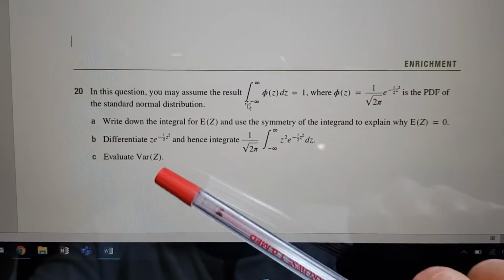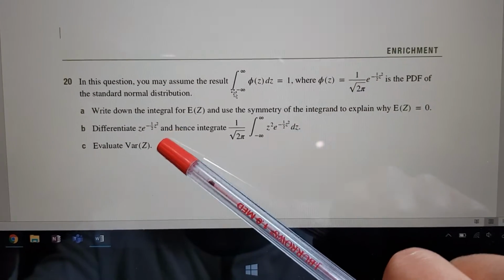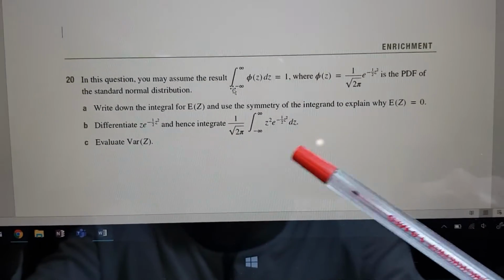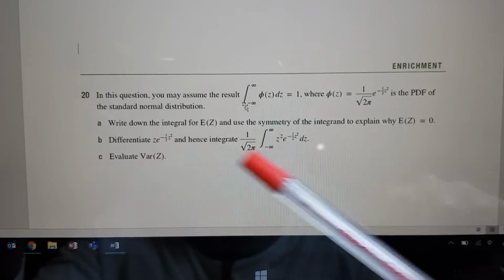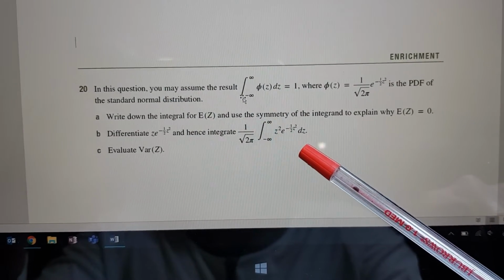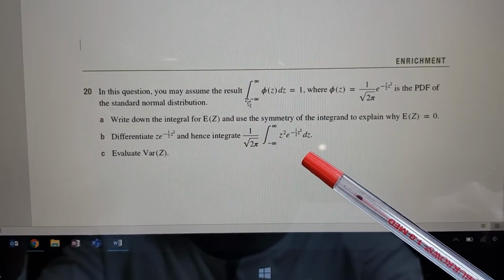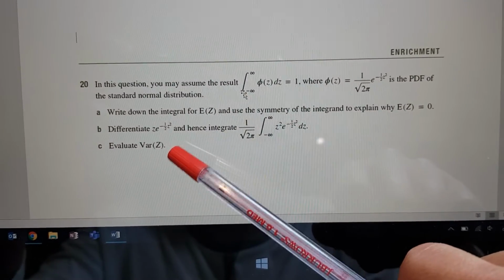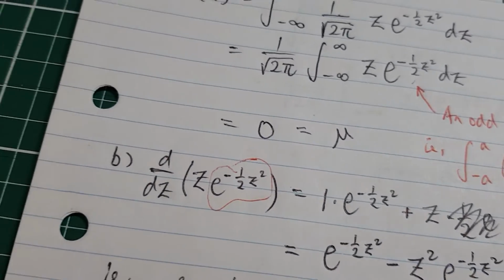And then you have to differentiate this function with respect to z, of course, and then somehow use that result to integrate this. Okay, that's what my gut feeling says. And then evaluate the variance of Z. All right, so here's how we start the first one.